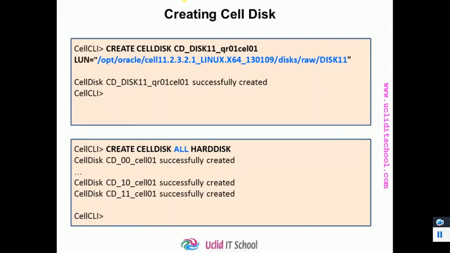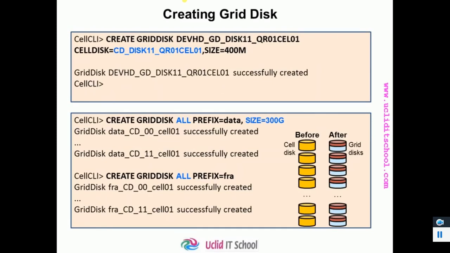Once the cell disk is created, you need to create a grid disk on the cell disk. This slide shows you how to create a grid disk. Create griddisk name, on which cell disk: celldisk equal to the cell disk name. And you can specify the size for the grid disk. If you don't specify the size, all the free space will be used to create the grid disk. So all the free space on the cell disk will be used to create the grid disk.